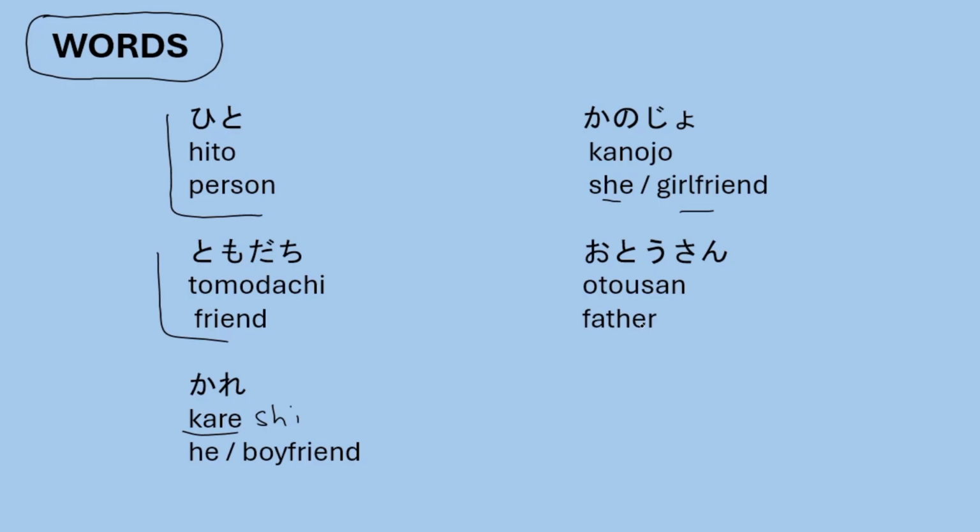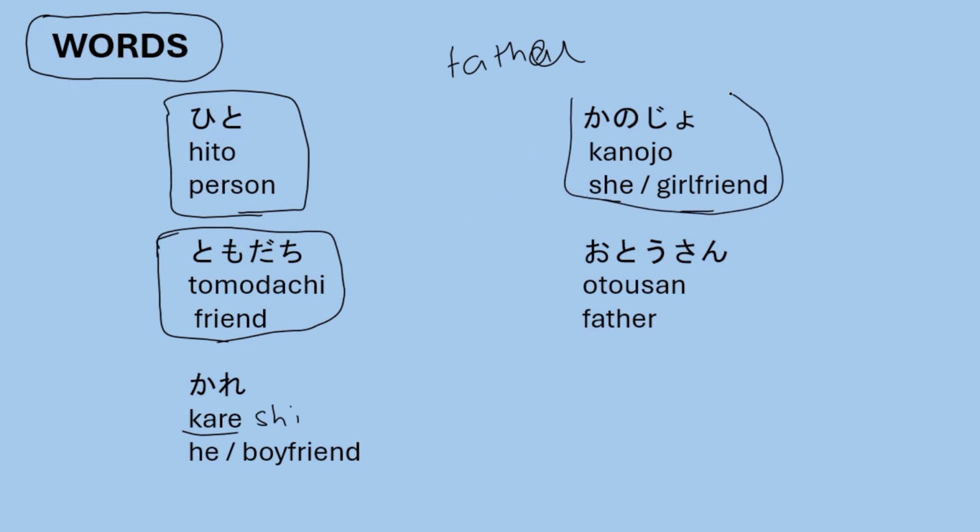Otosan means father. There are also words like father, mother, haha, and other words like this, but we are just going to use these words. You can check those words online, somewhere on Google. We are covering these words today, so I just tell you these words.